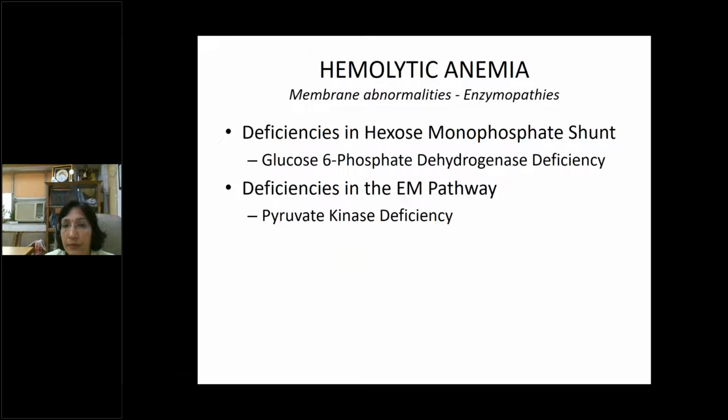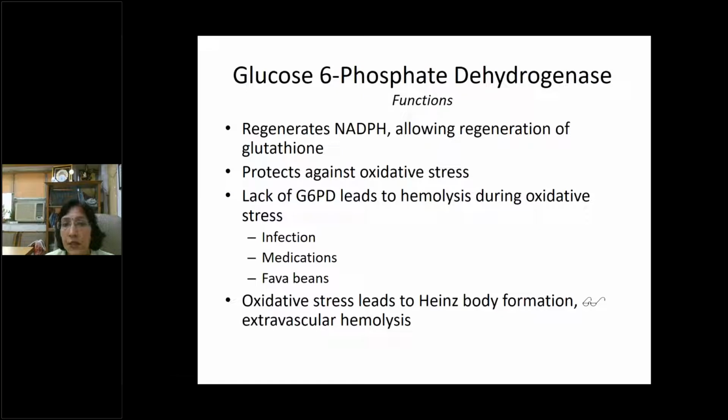This is enzyme deficiency, G6PD deficiency and pyruvate kinase deficiency. You should just be aware of the causes of these. So what will happen if there is a G6PD deficiency, and why is it important for the physician? If there is a lack of G6PD, it leads to hemolysis whenever there is oxidative stress, which may be present in infections and with medications.